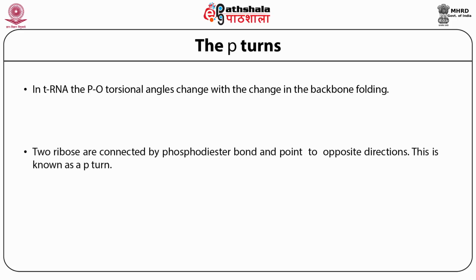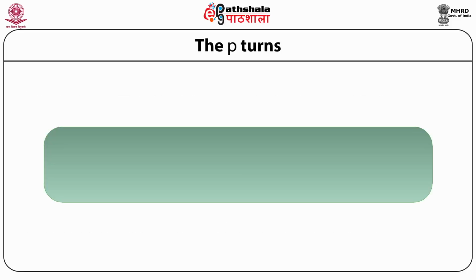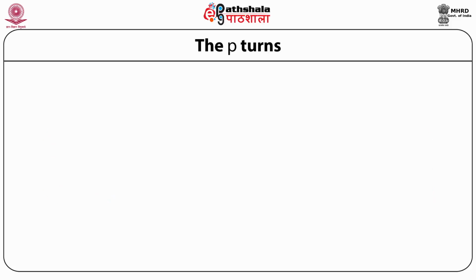Two riboses are connected by a phosphodiester bond and point in opposite directions. This is known as a pi turn. In tRNA, the PO torsional angle changes with the change in backbone folding. Let's know something more about the pi turns.